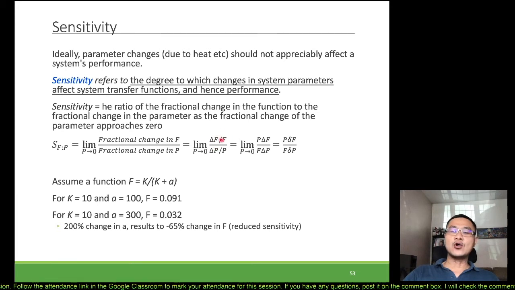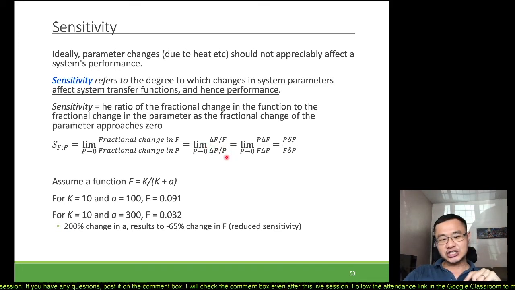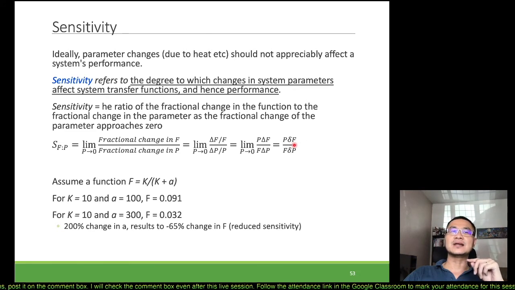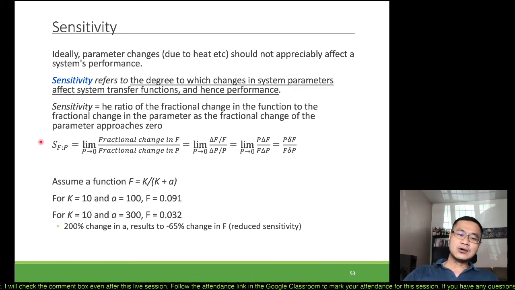So the sensitivity equation, when we use f to p, equals the limit as p approaches 0 of delta f over f, which is the fractional change of the function, divided by delta p over p, which is the fractional change of the parameter itself. So this is the function, and this is the parameter. Eventually when we simplify this, we get p divided by f multiplied by the partial derivative of the function with respect to the parameter p. So how would we visualize this? Just a simple idea first.